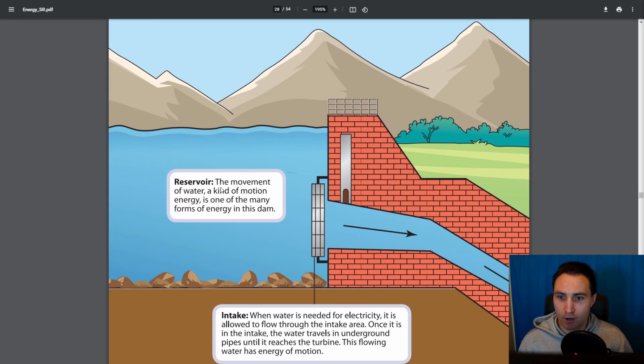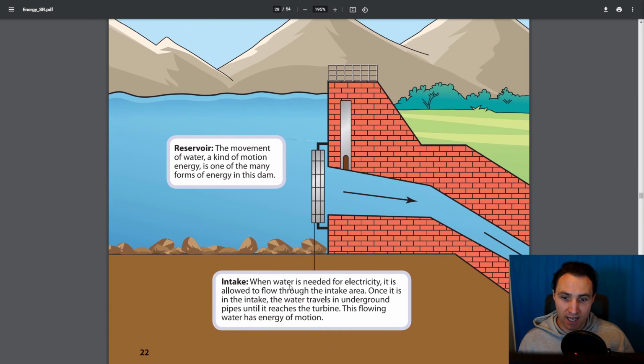So this is talking about a reservoir. The movement of water, a kind of motion energy, is one of the many forms of energy in this dam. So this dam is holding the water so it doesn't spread onto the land, and they have this canal where the water goes through this intake where the electricity is stored from the motion of the water, right? Let's read this together.